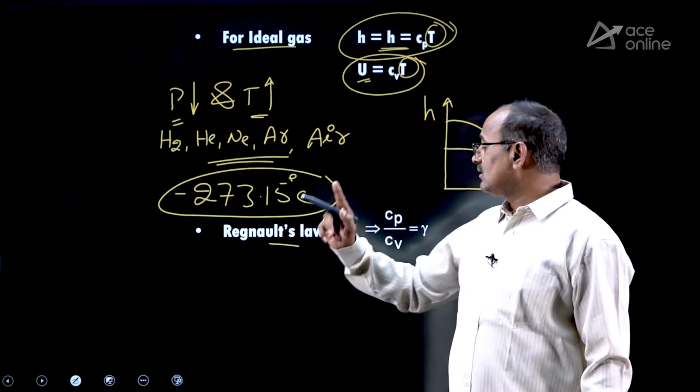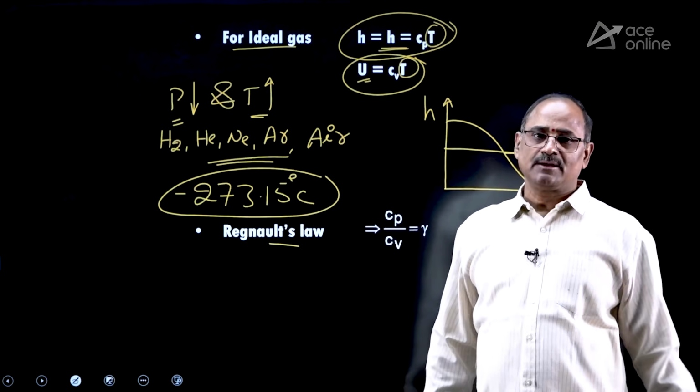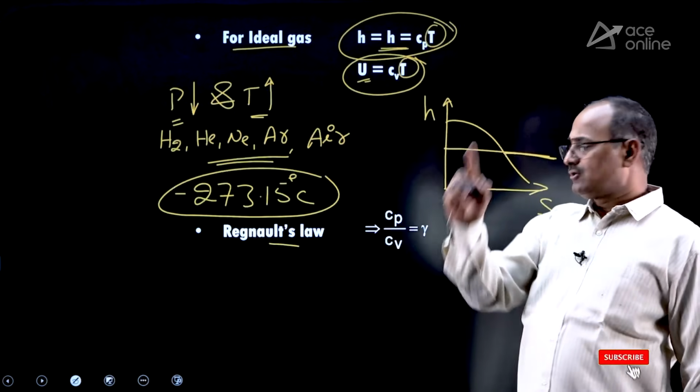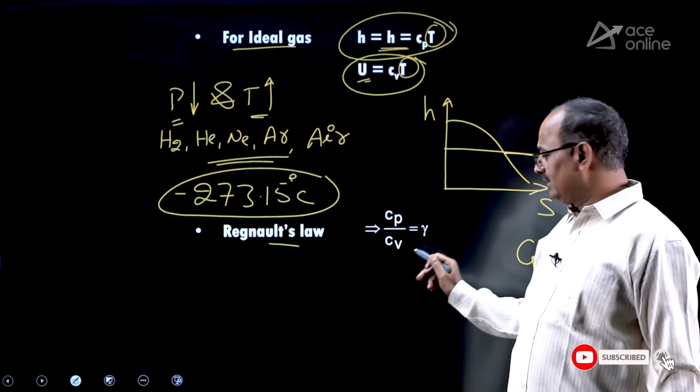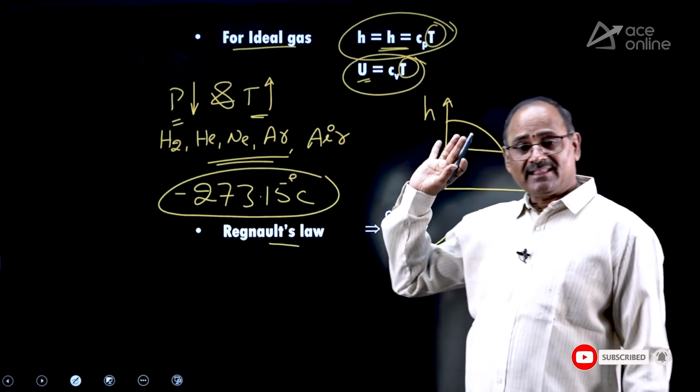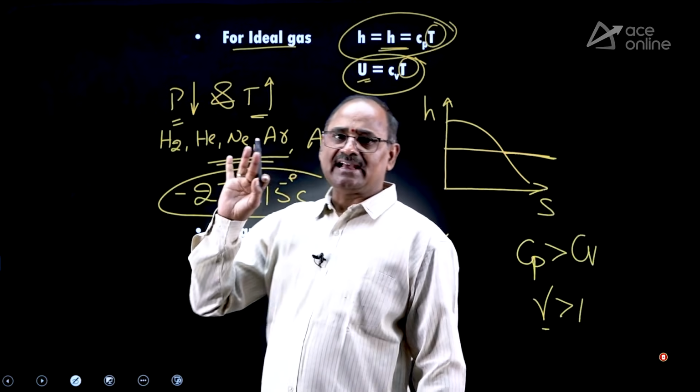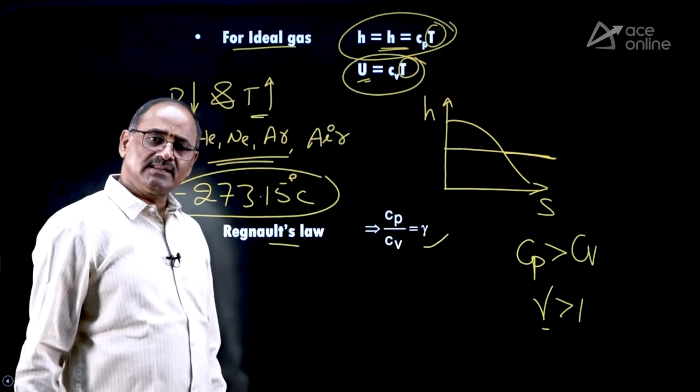Therefore, the molecular momentum is 0. That particular state is called the absolute zero state. Only at that absolute zero state, Cp will be equal to Cv. Therefore, gamma equals 1. But other than at the absolute zero state, for any gas, Cp is always more than Cv.